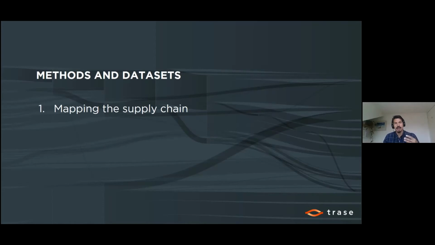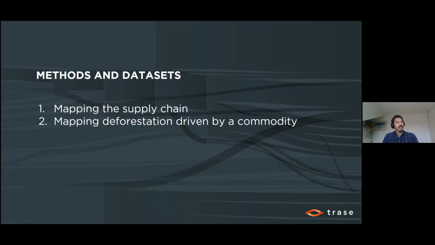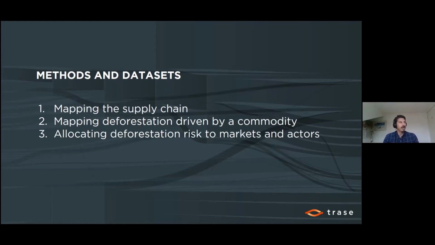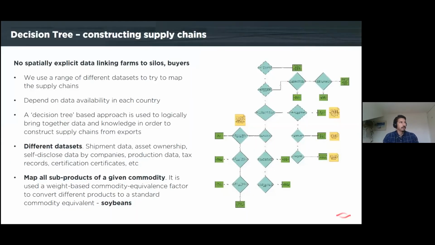The methods behind this data are broken into three main steps. The first one is mapping the supply chain. The second one is mapping the deforestation driven by a commodity, so understanding how much of the soy is produced on recently deforested areas, or beef, or cocoa or palm oil. And the third one is bringing these two together and allocating the deforestation risk to the markets and to the actors.